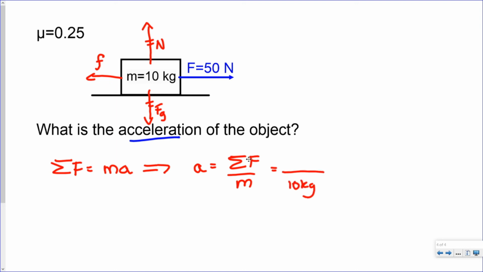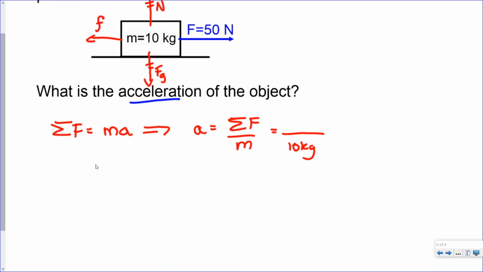What about the sum of the forces? We're only talking about the horizontal forces here, so we don't need to worry at this point about it accelerating up or down. We're only worried about in the x direction. So what's the sum of the forces in the x direction? Well, I don't know yet, so I'm going to have to solve for that, right? So the sum of the forces in the x direction is going to be F, the one given to us, minus the force of friction. So we know this, right? We know this is 50 newtons minus, do we know friction? No, not yet. So we're going to have to solve for friction.